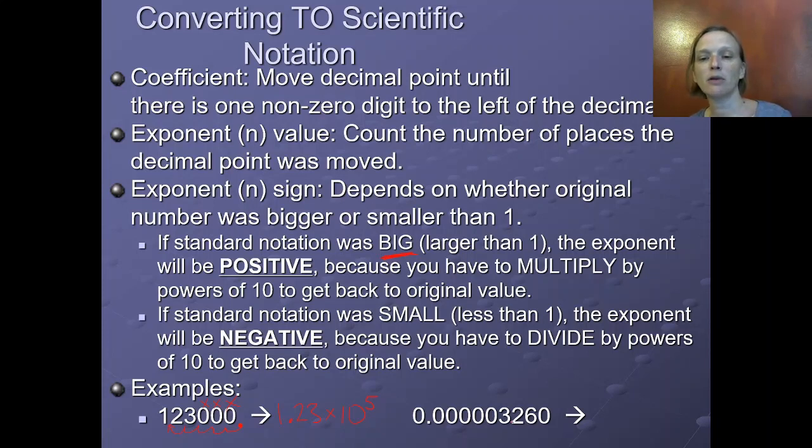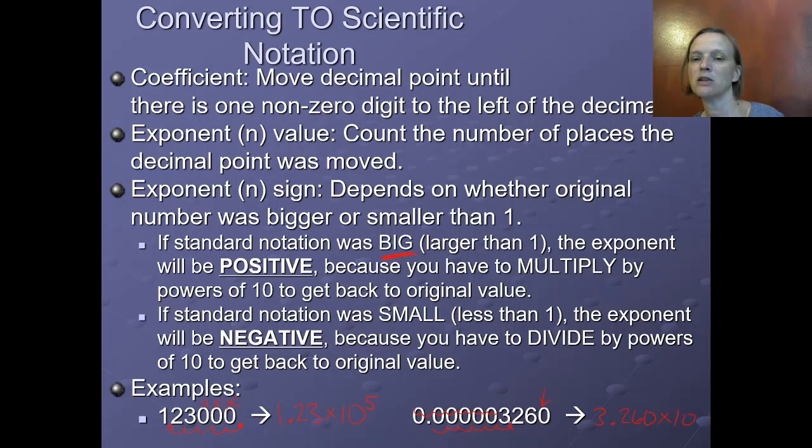On the other hand, let's look at a number that's super small. This number is going to have a negative exponent because this number is definitely less than 1. Let's follow our procedure. We're going to move the decimal point until there is one non-zero digit to the left of the decimal. So 1, 2, 3, 4, 5, 6 times I move the decimal point. I have 3.260 as my coefficient. Remember, all of these zeros are not significant, but this 0 is significant, so I do include that 0 in my coefficient. It is significant, so I am including it there.